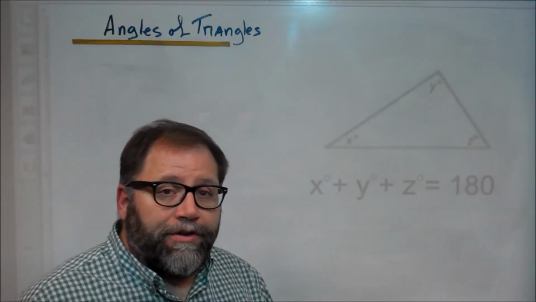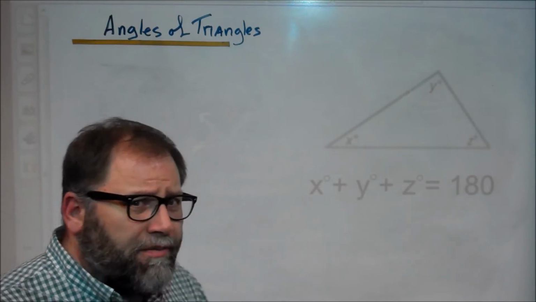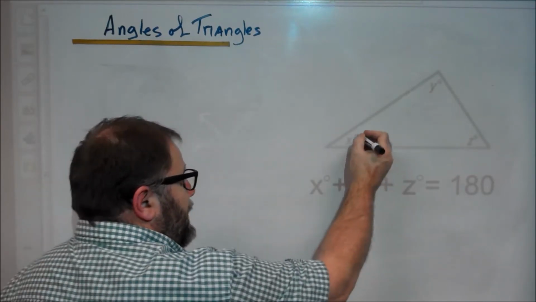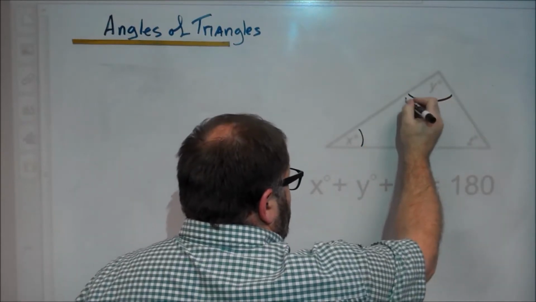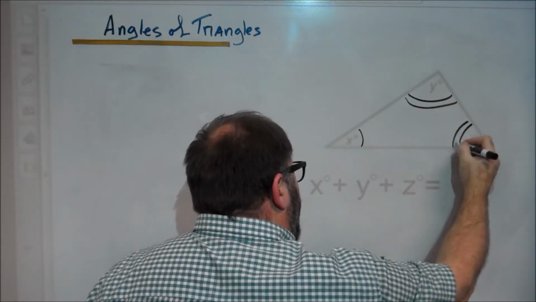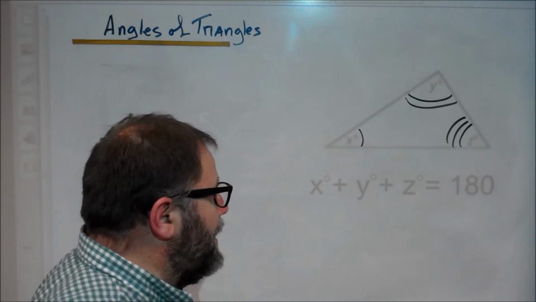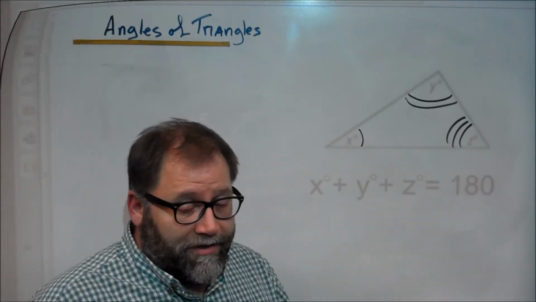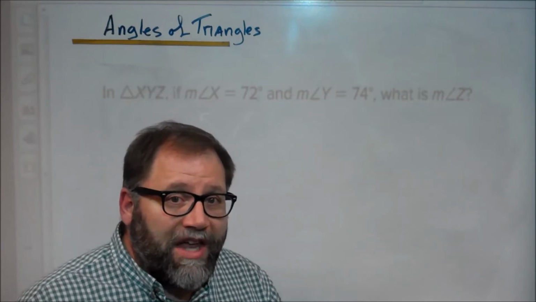Angles of triangles. Right, so just a slight review here. We know that each triangle is made up of 180 degrees. So if I took the measure of angle X, the measure of angle Y, the measure of angle Z, if I were to add these three together, they're going to equal 180 degrees. Let's put that into practice.